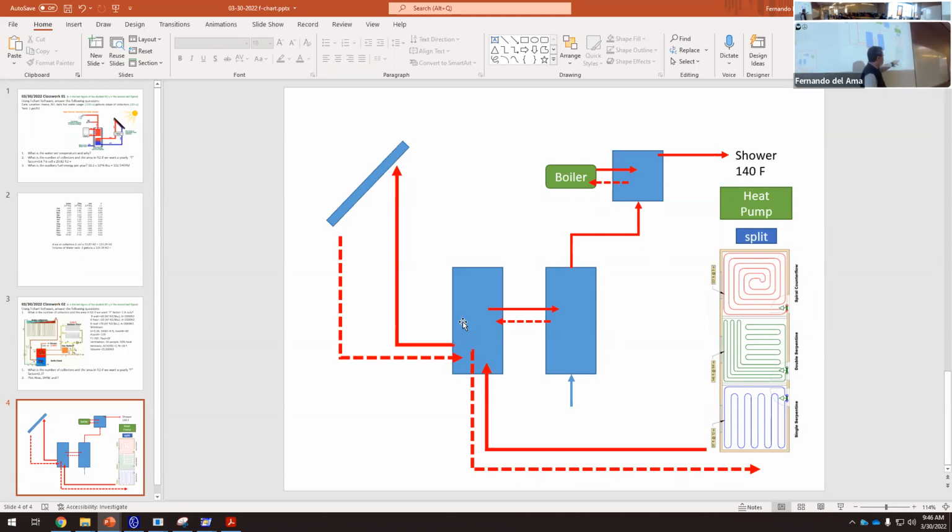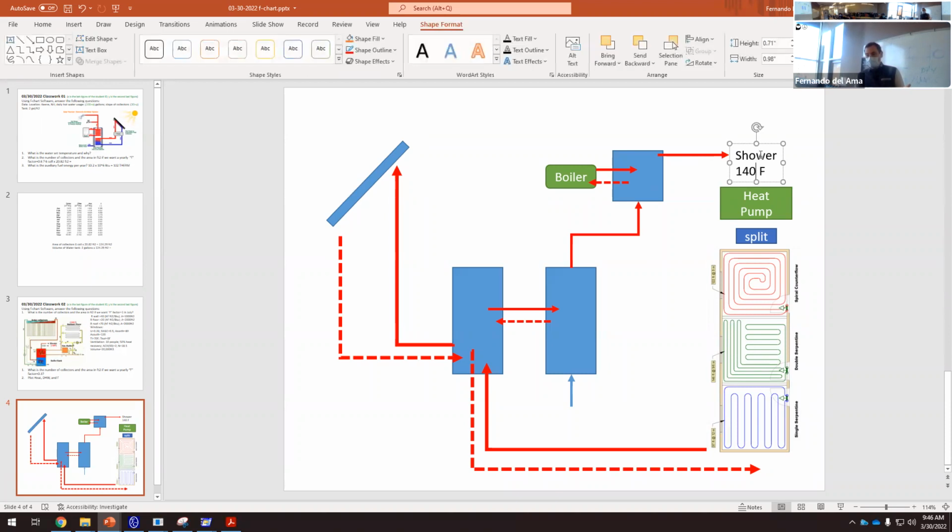But if we don't have enough temperature here on a cloudy day, we don't have anything. On a cloudy day, we don't have enough temperature either for the domestic hot water or for the radiant floor. So on a cloudy day, probably the heat pump with the split system will be working. We don't have any sun, so the radiant floor is not working. The shower, we need 140 Fahrenheit.